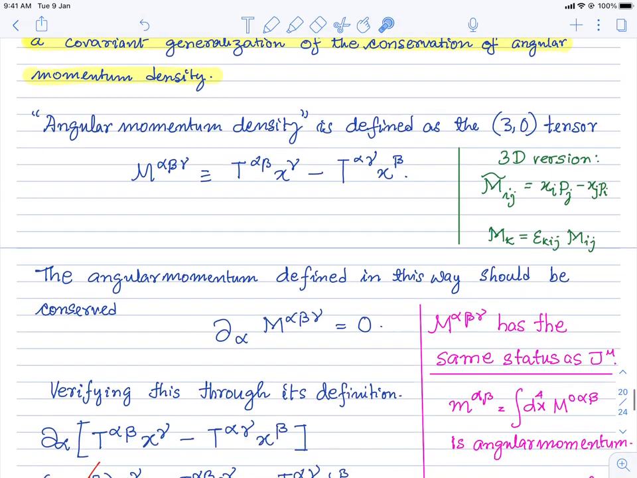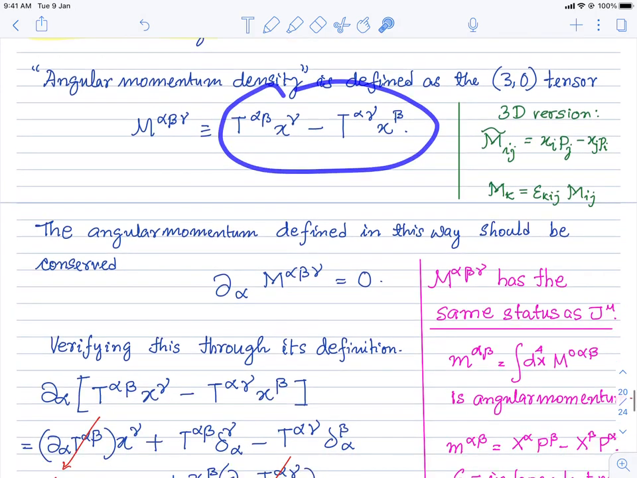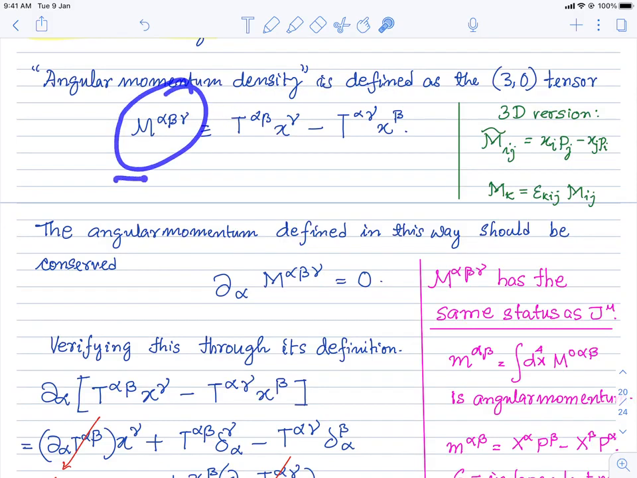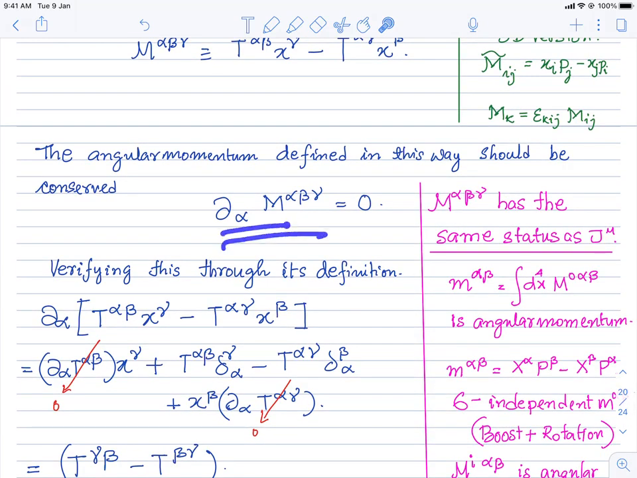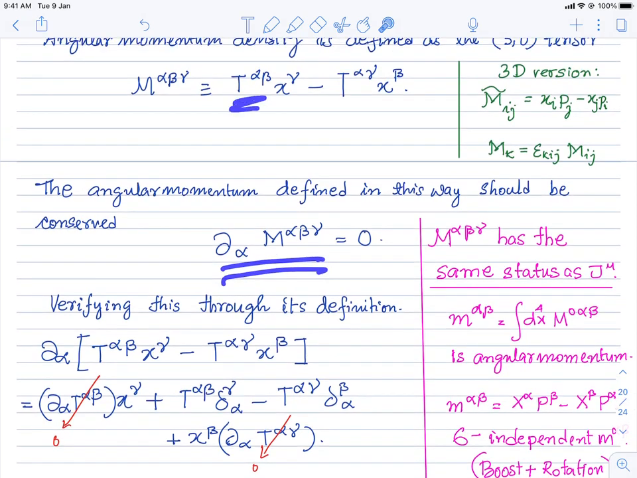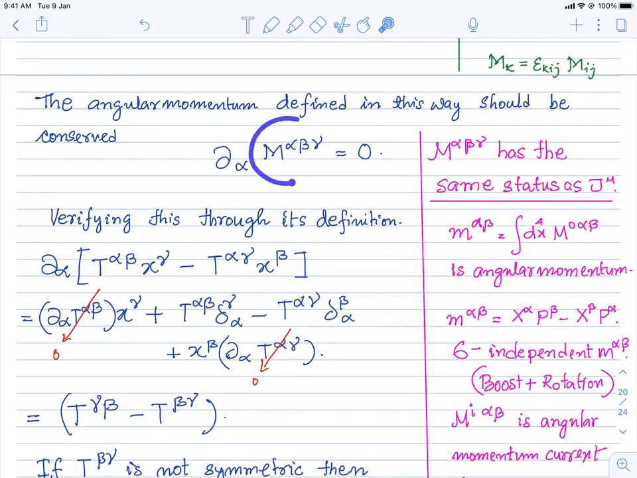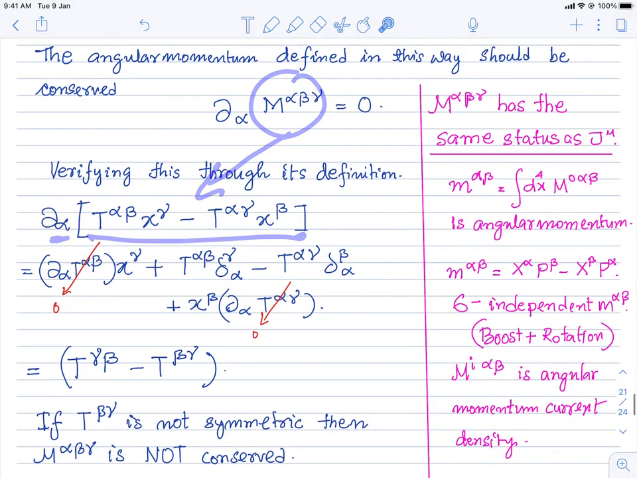But you see, if this is defined in this way, and we say that this has to be a conserved current, then this is a conserved current provided the energy momentum tensor is symmetric. That is a requirement for angular momentum to be a conserved current. How is that true? Because I take this and plug in the definition here, and when I take the del alpha, there are two terms where the del alpha acts on the stress tensor, and that gives me 0 because even the canonical form of the stress tensor is conserved. That is the idea, right?